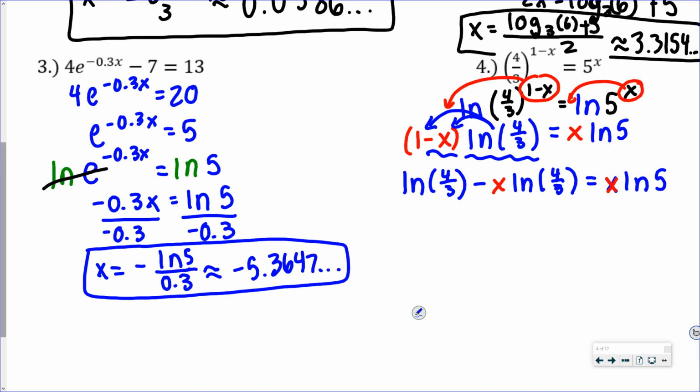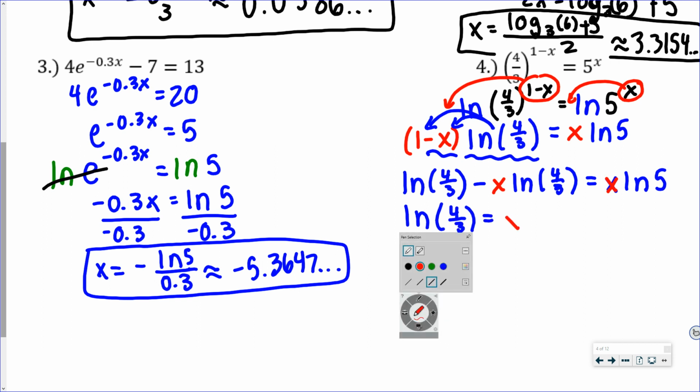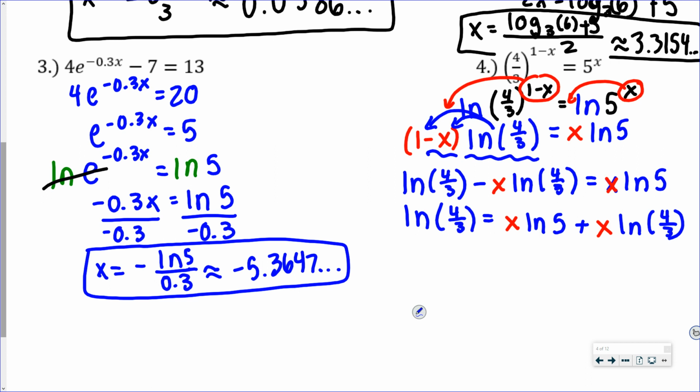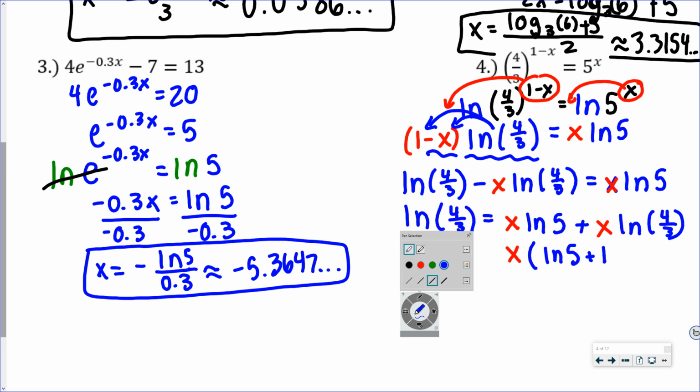All right, what we're going to do is move this to the other side and factor out an x. So I have x natural log of 5. Think of this all as one term, plus x natural log of 4/3. It's a little more complicated. Basically, you want to get all your x's on one side so that you can factor out an x, which would leave me with the natural log of 5 plus the natural log of 4/3.